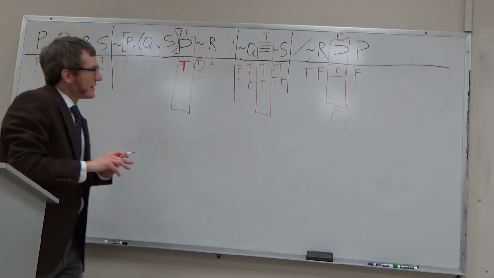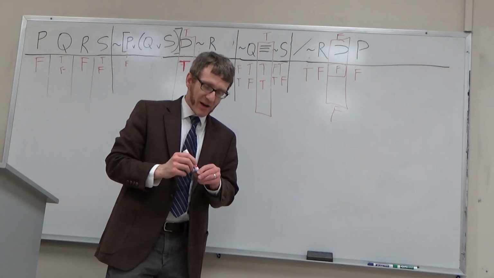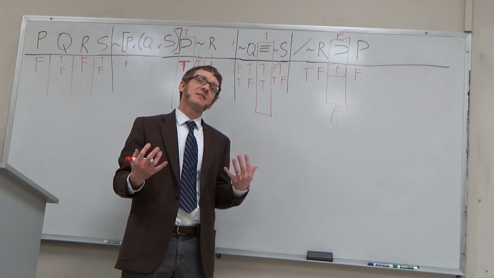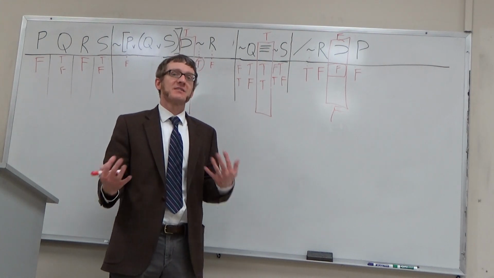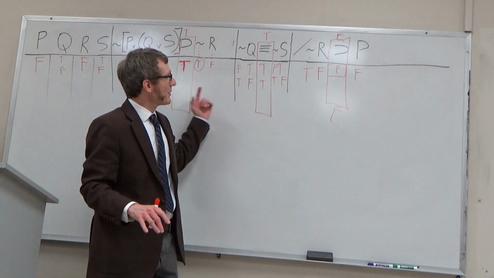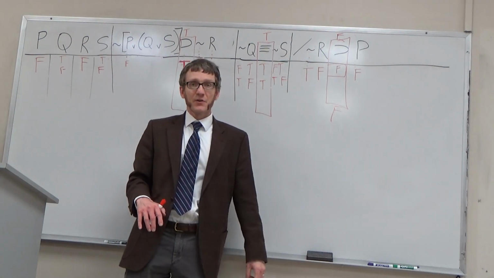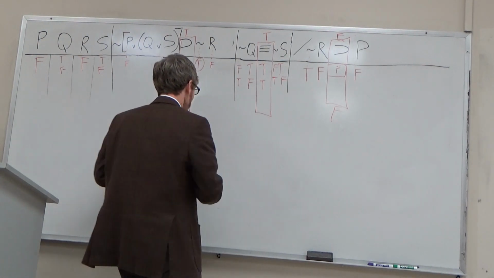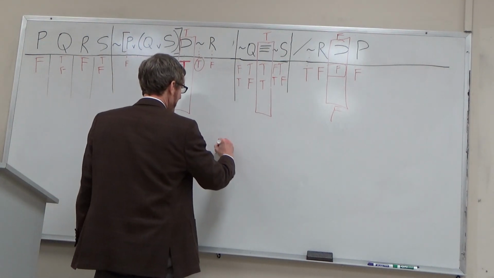In any case, you only need one to show it's not valid. But our basic strategy is we're trying to see if it's possible to come up with a set of values that makes premises true and the conclusion false. And if you do, then you've shown that this argument is invalid.